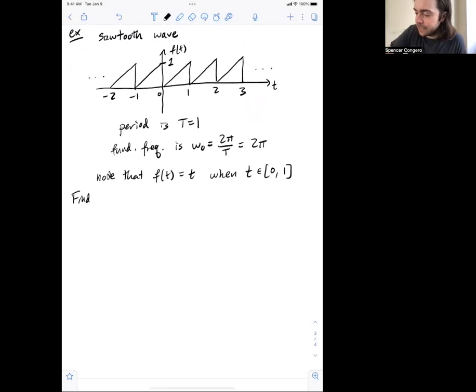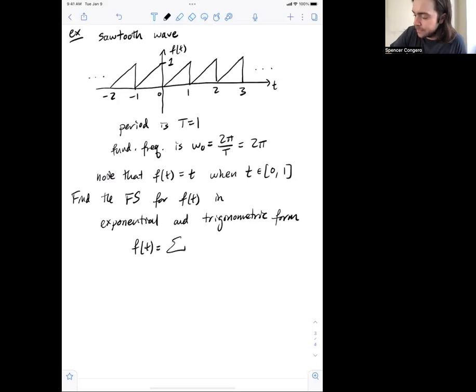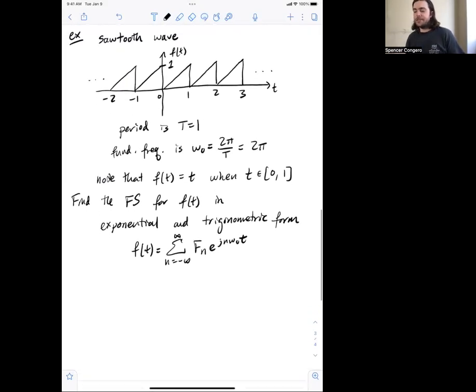Okay, so what we're going to do is find the Fourier series for f of t in exponential and trigonometric form. Okay, so I'll just write the exponential form down so we can remind ourselves what it is. Okay, and now we've got to find those Fourier series coefficients. There's no easy way to take our function and express it immediately in terms of complex exponentials like there was for, say, cosine. So we have to use the integral here.